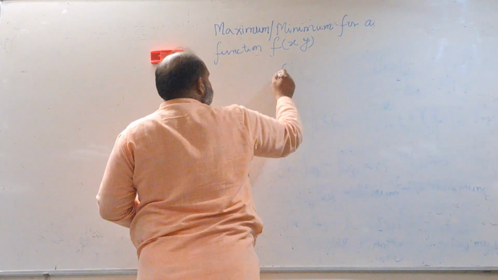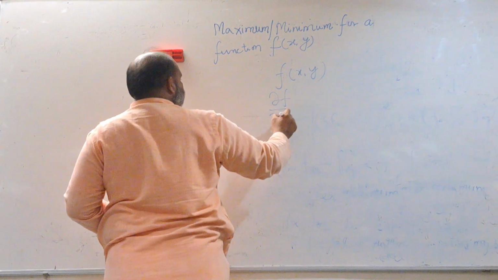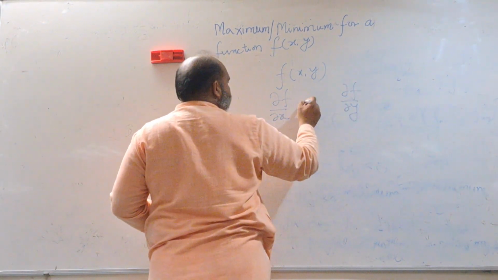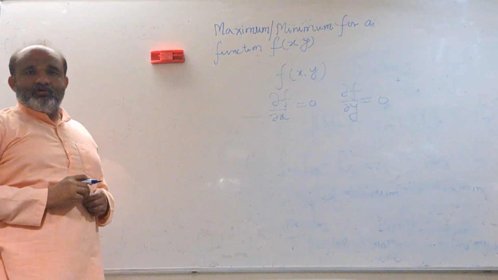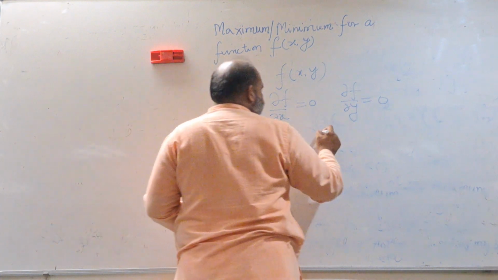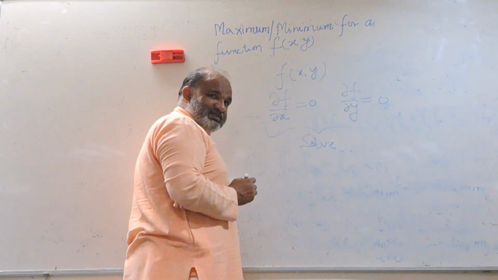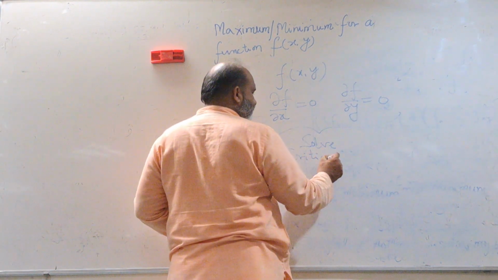Given a function f(x, y), find del f over del x and find del f over del y. Put del f over del x equal to 0 and del f over del y equal to 0. Solve these equations. You will get some points. Those are called critical points.